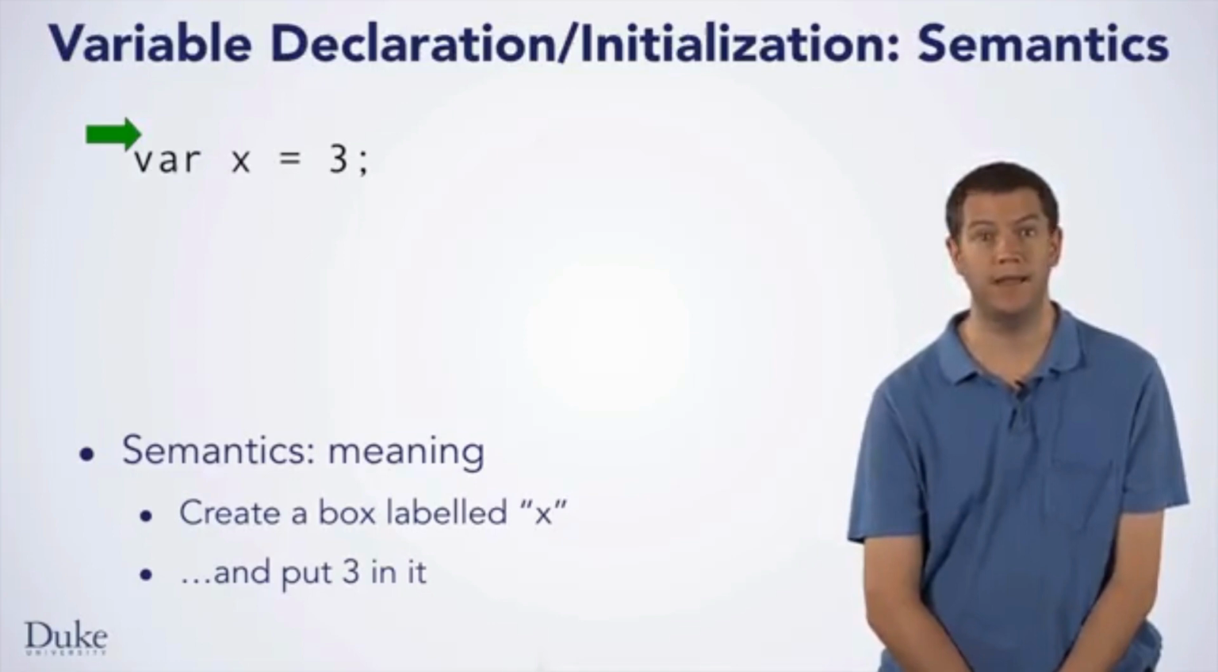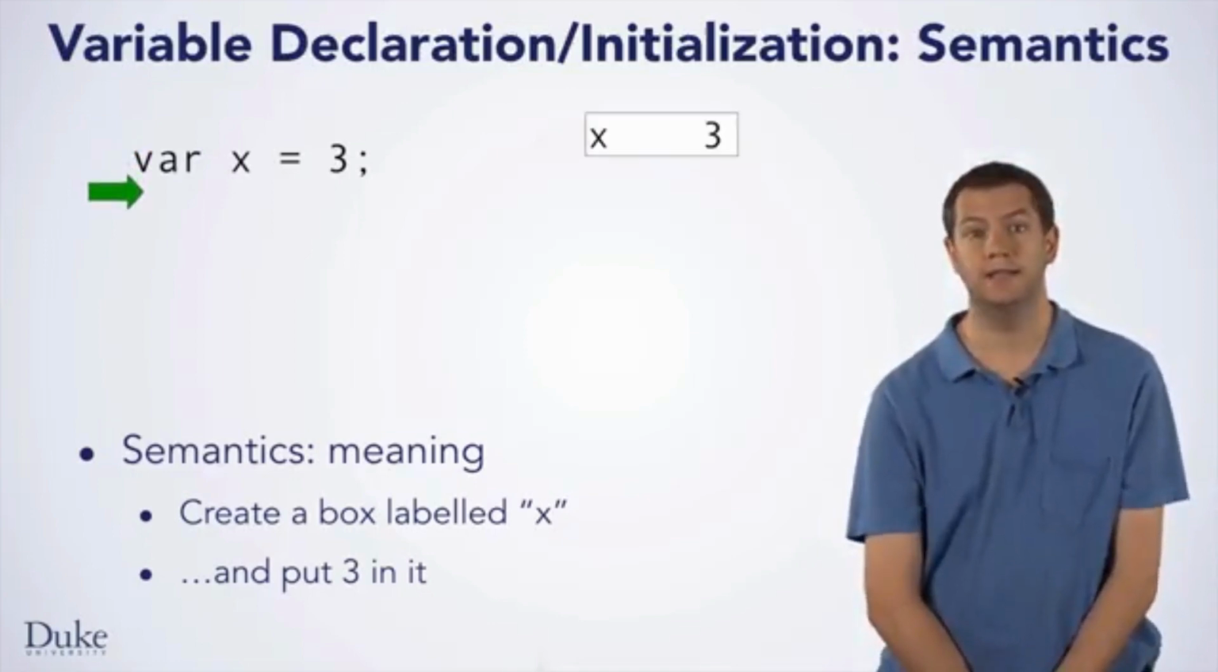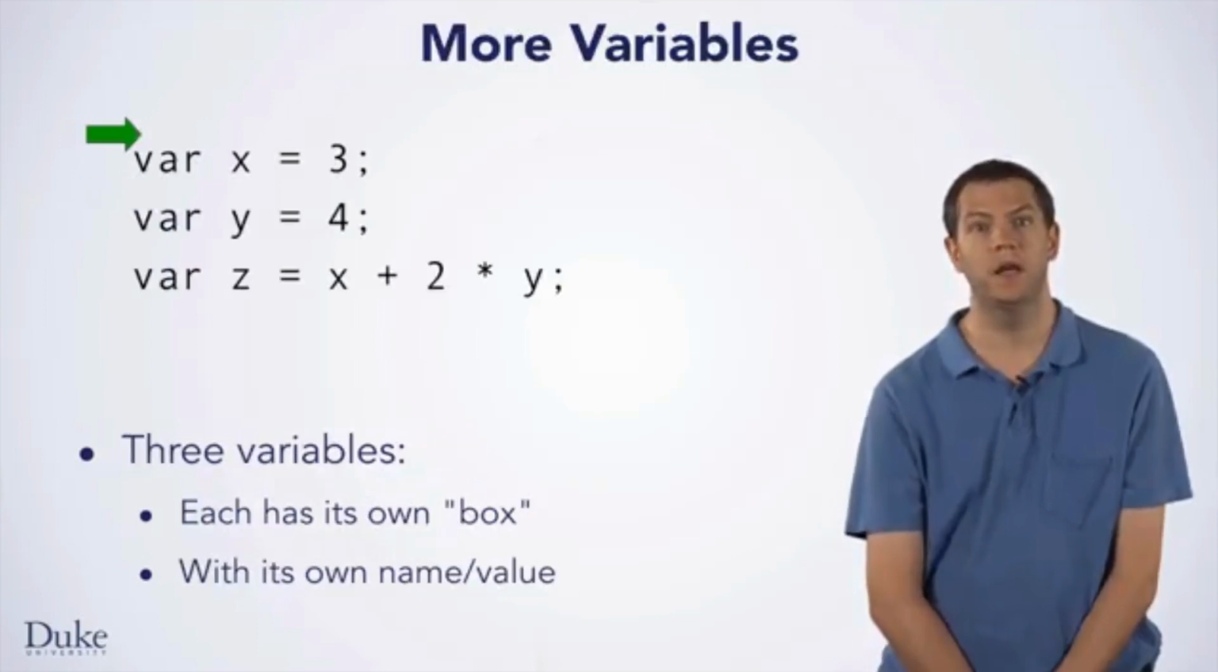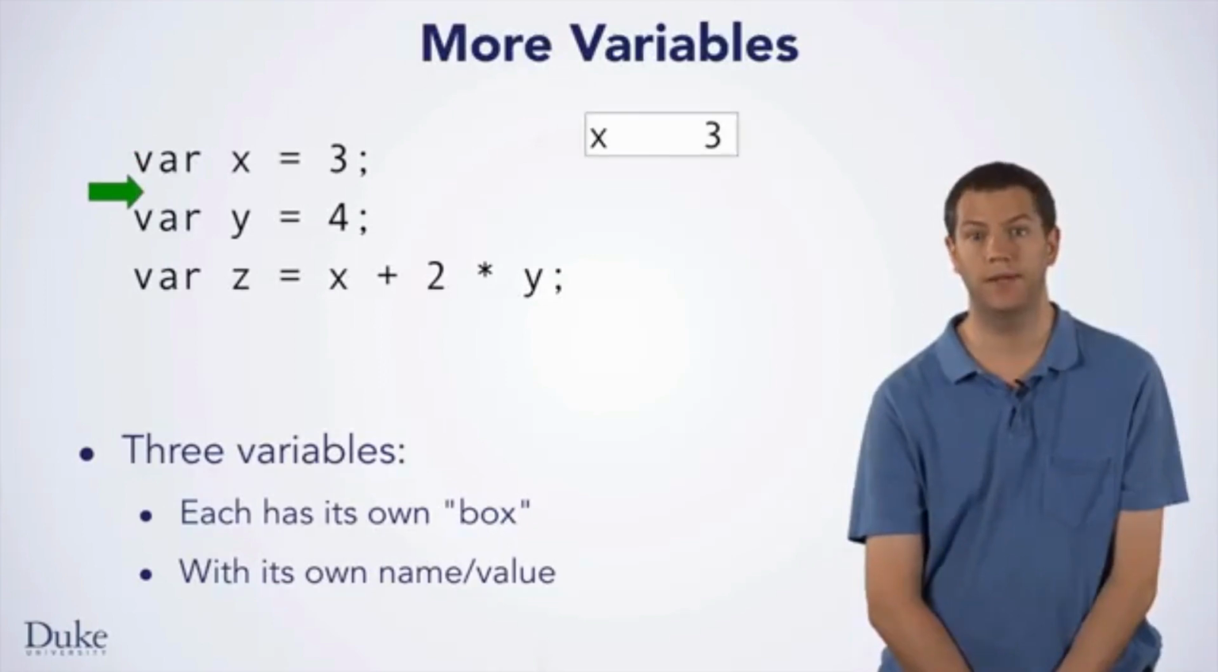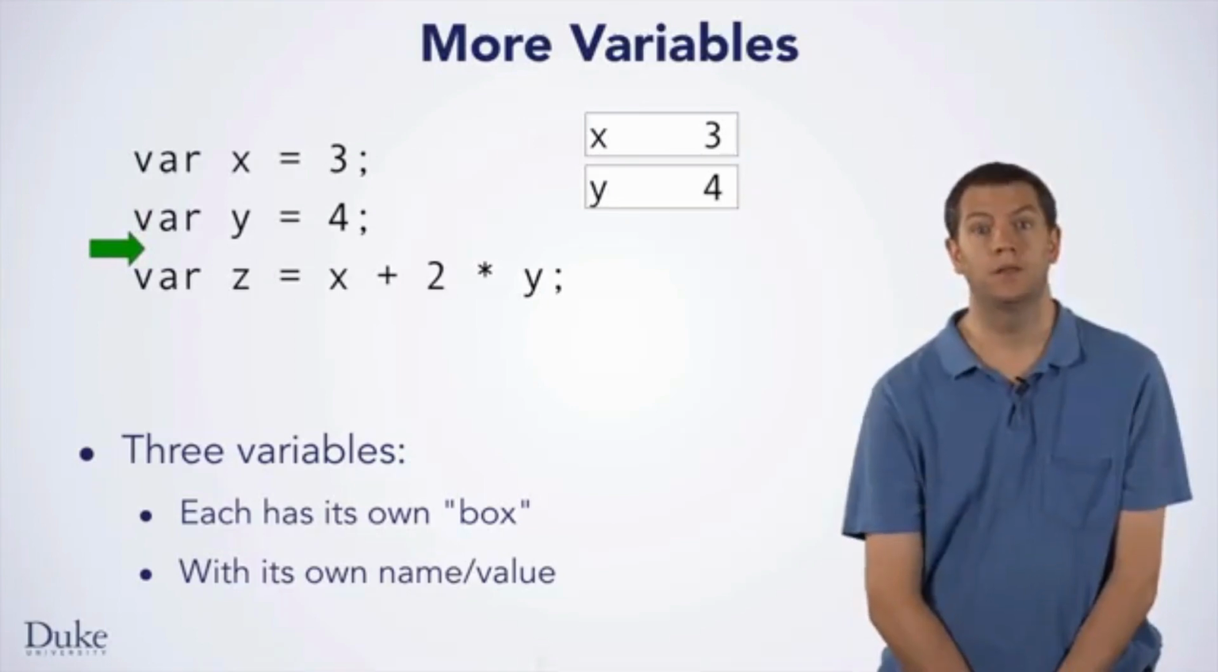So the effect of that statement, its semantics, are to create a box labeled x and put 3 in as its value. Here is a slightly larger example with 3 variables. The first you just saw. We create a box labeled x and put 3 in it. The next statement is pretty similar, except the variable is named y and is initialized to 4. So to execute this statement, we would create a box called y and put 4 in it.